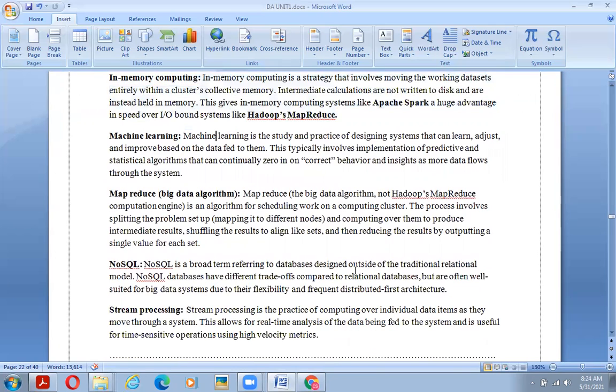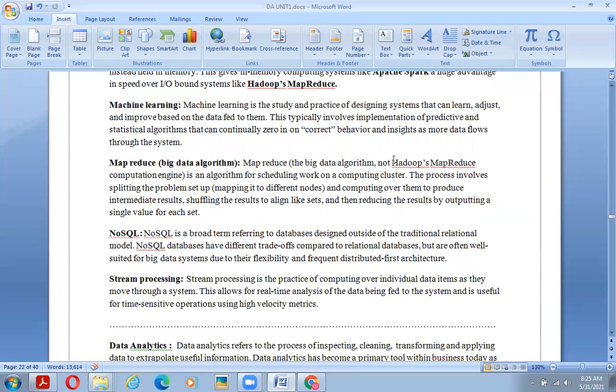Now let's understand machine learning. What is machine learning? Machine learning is the study and practice of designing systems that can learn, adjust, and improve based on the data fed to them. Here we typically want implementation of predictive and statistical algorithms that can continually learn and correct behavior and insights as more data flows through the system.